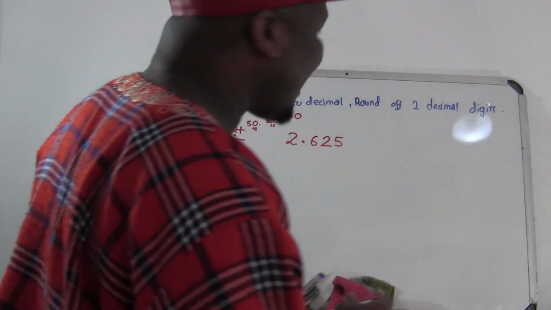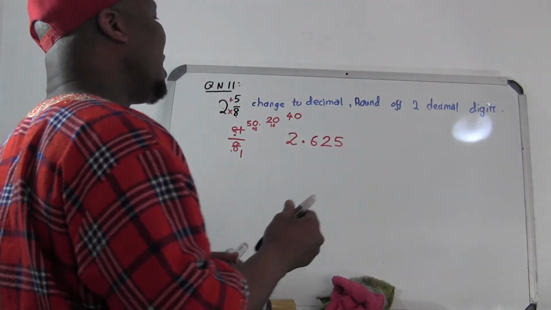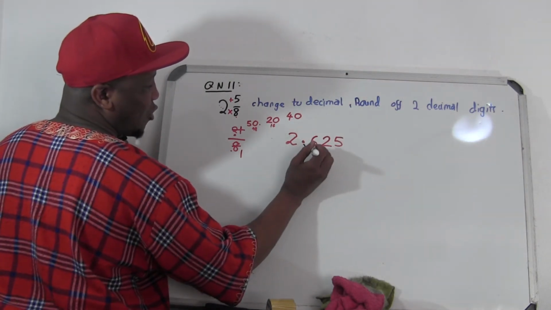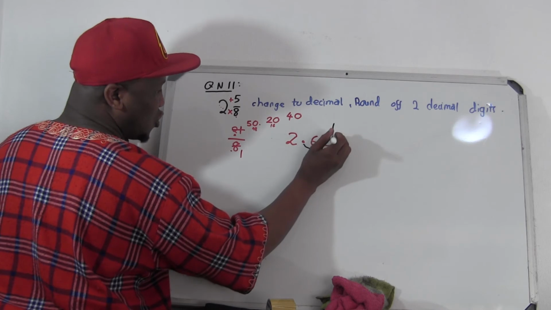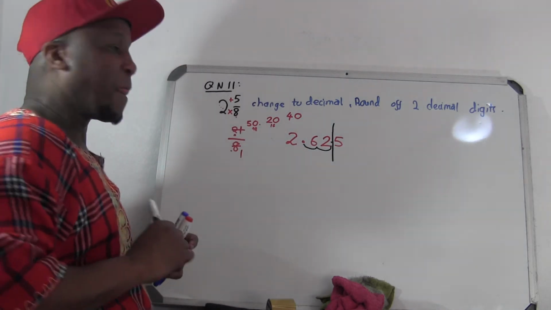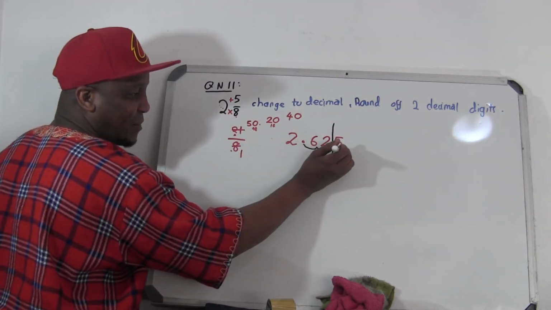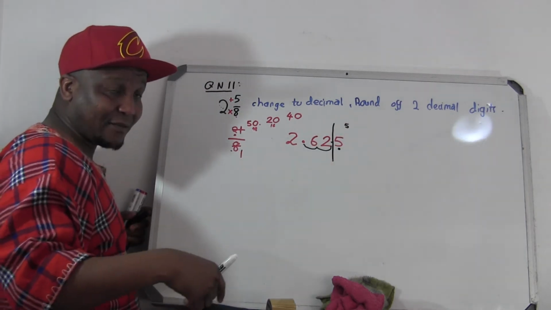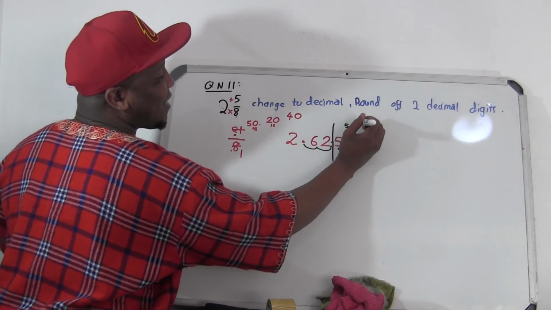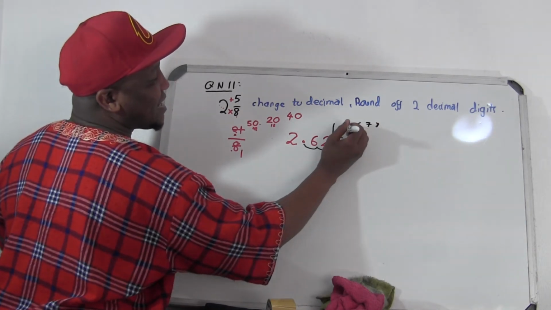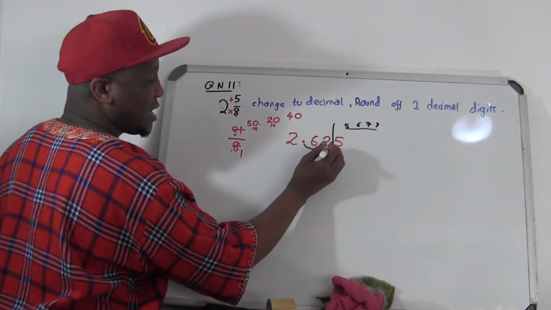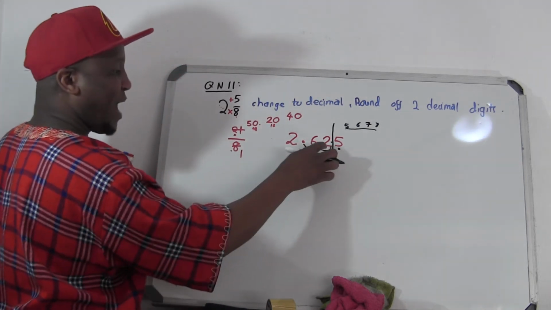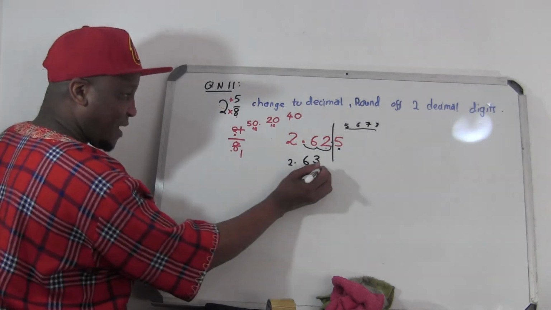So this is our answer, but according to the question, they say round off to 2 decimal digits. So 2 decimal digits is here. Look, this is decimal, right? 1, 2, they talk about here. So you cancel it, and then look at this number here. If this number is either 5, including 5 itself, or more than 5, let's say 5, 6, 7, 8, it is going to add 1 to the number here. So it's going to be 2.63. You add 1 more number. So this is our final answer.